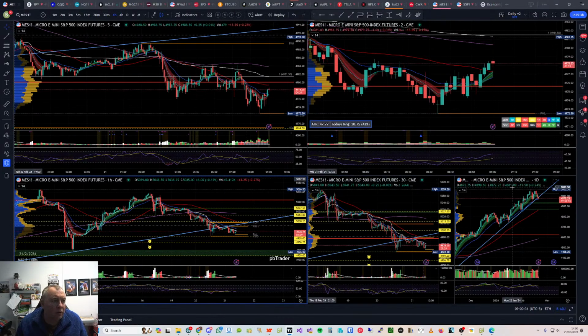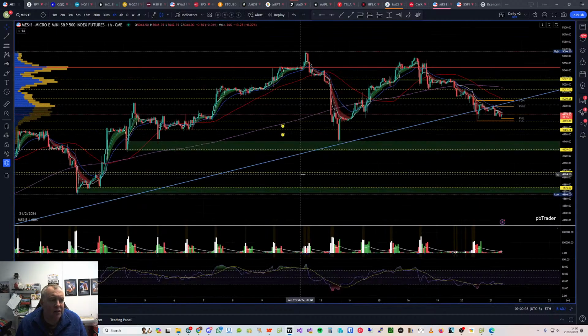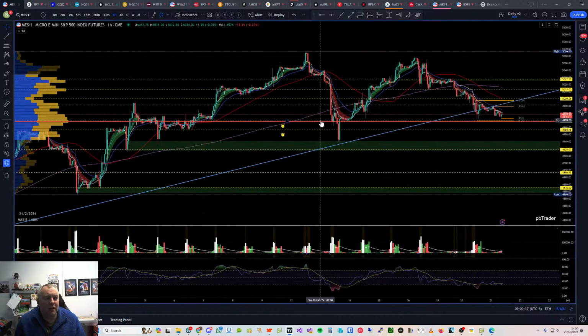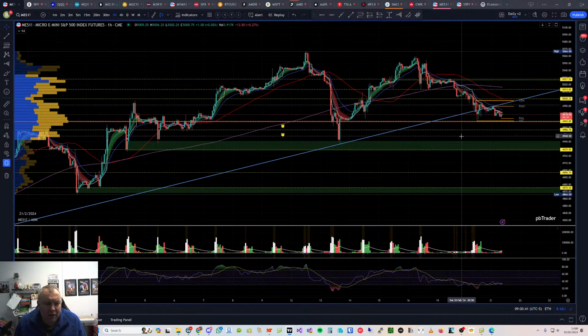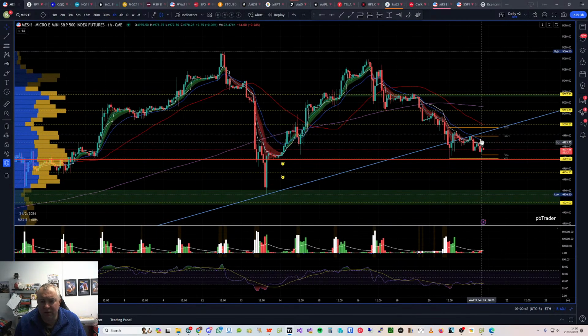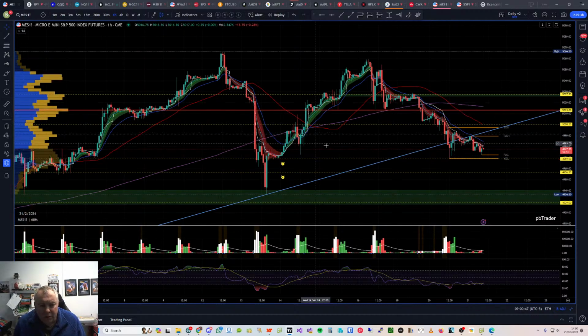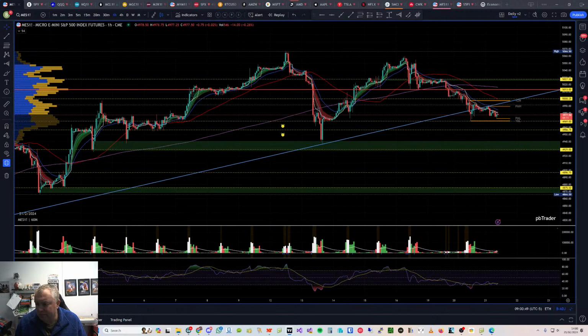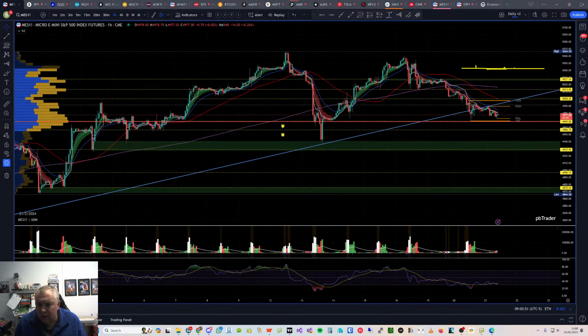So back onto my charts, and we're currently looking at the hourly time frame for the S&P 500 index futures. I trade the MES mainly, but this is the same chart for the ES and the MES. Got some decent levels today. Okay, let's clear the screen.